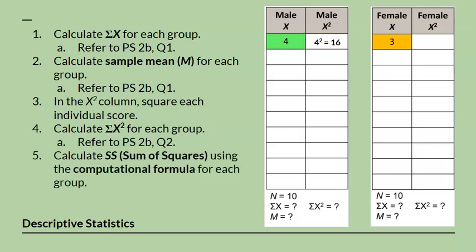Finally, you'll calculate the sum of squares using the computational formula for each group. The computational formula uses the sum of x and the sum of x squared that you've already calculated. While you could use a definitional formula for sum of squares, it will take longer to calculate.